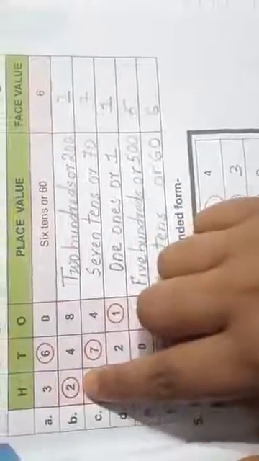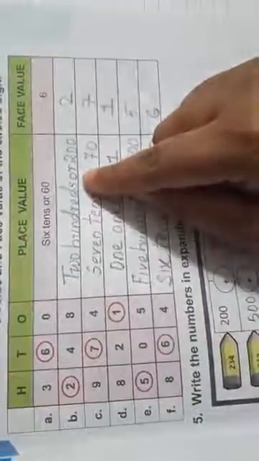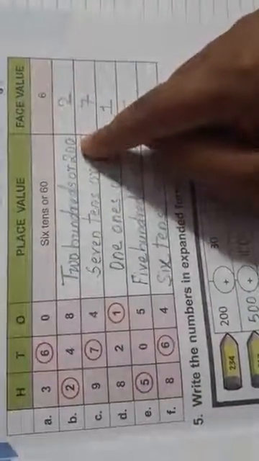Likewise here you see 248. The 2 is encircled here. So we have to write the place value. That means 2 is present in the 100 place, so the place value is 2 hundreds or 200. That is, 200 is the place value and the face value is 2. Likewise, you have to do the rest of the numbers. Okay, complete it in your book. At your home, you have to complete it.